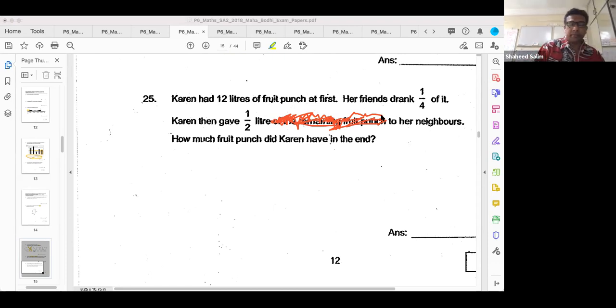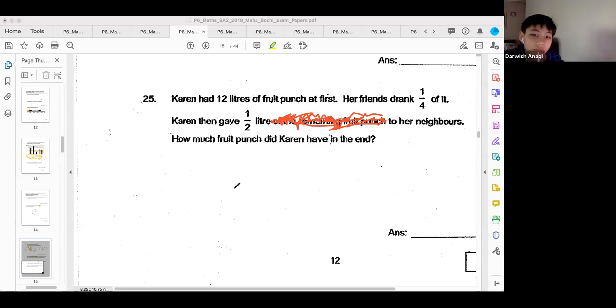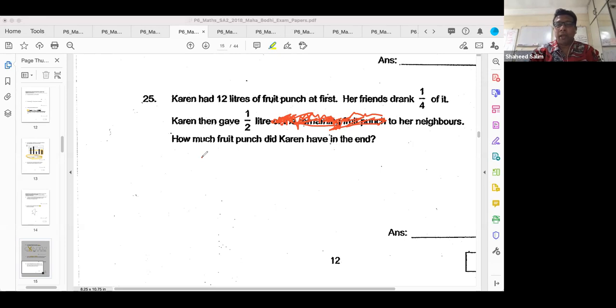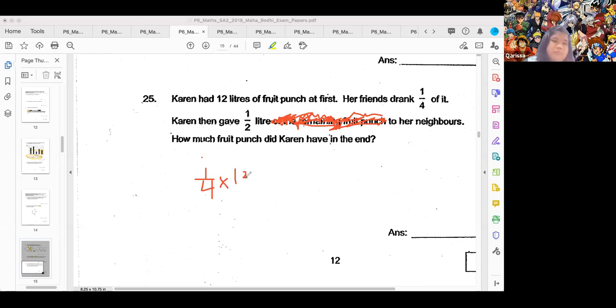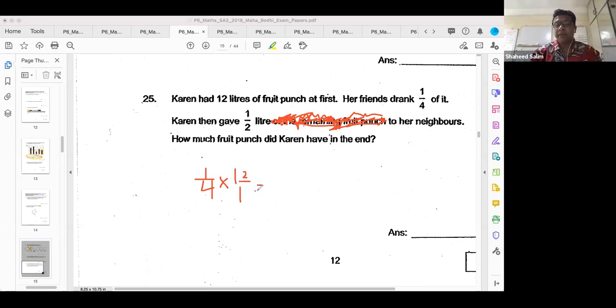Zahir, got to check. Those of you who think it's 4.5, that means you are making the mistake of thinking it's half. Is it 1/4? 1/4, no, cannot be. Look, now 1/4 he drank. What is 1/4 of 12? Which we find out is 1/4 of 12. 3. Good, right? So now if you get 3, that means how many liters left?